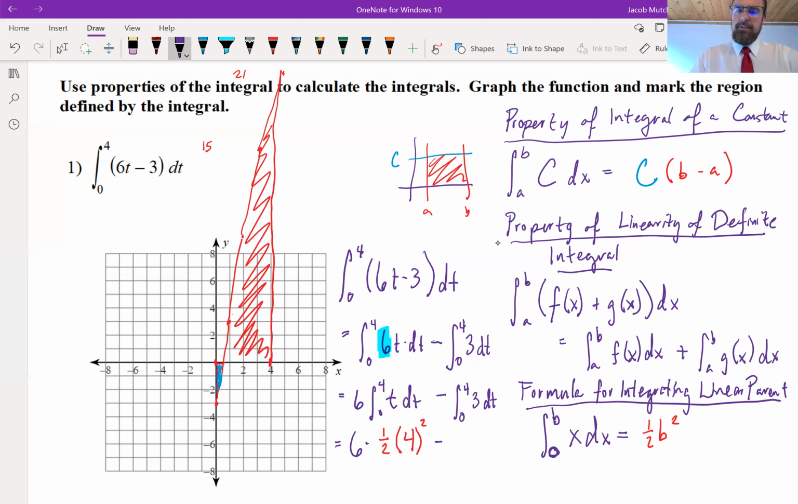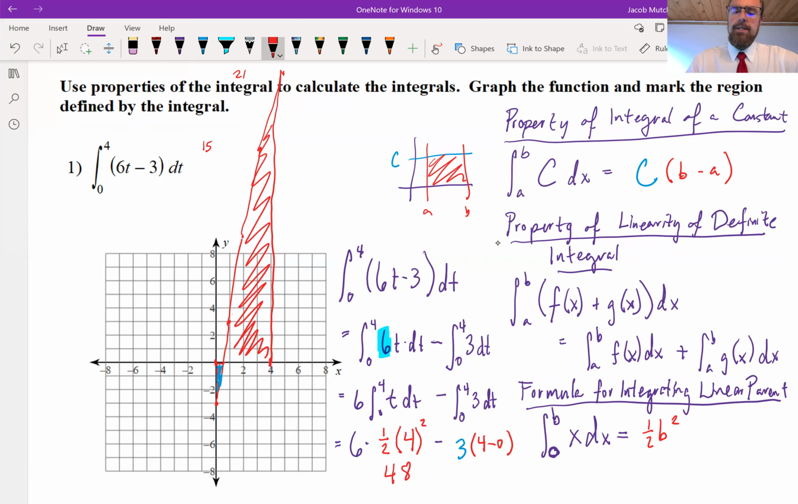And now we got this second one, and I'm going to apply the property of the integral of a constant. So my c here is going to be 3. And then my b minus a is represented by the limits of integration, 4 minus 0. And that's going to be my area. So let's go ahead and calculate. We'll start with the first term here. 4 squared is 16. Half of 16 is 8. 6 times 8 is 48.